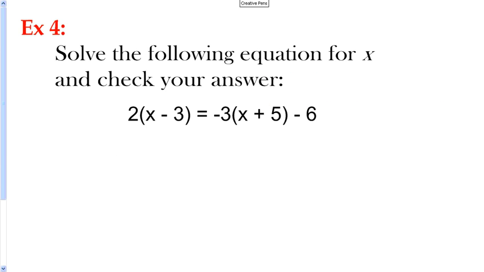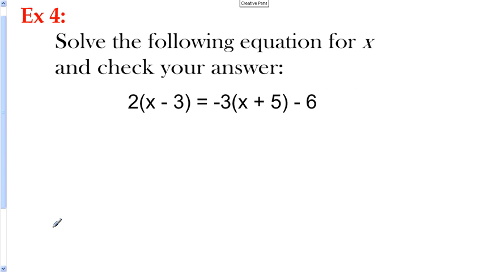Okay, next one. Let's solve this one for x and check our answer. So here we have a little bit more expansion. So we have to distribute the 2 times x and the 2 times minus 3. So we get 2x minus 6 equals minus 3x. Then minus 3 times positive 5 gives us minus 15.